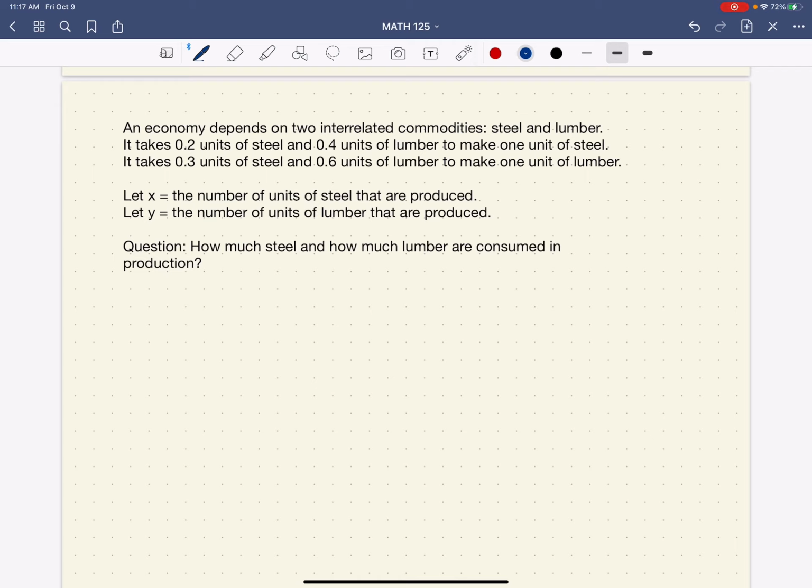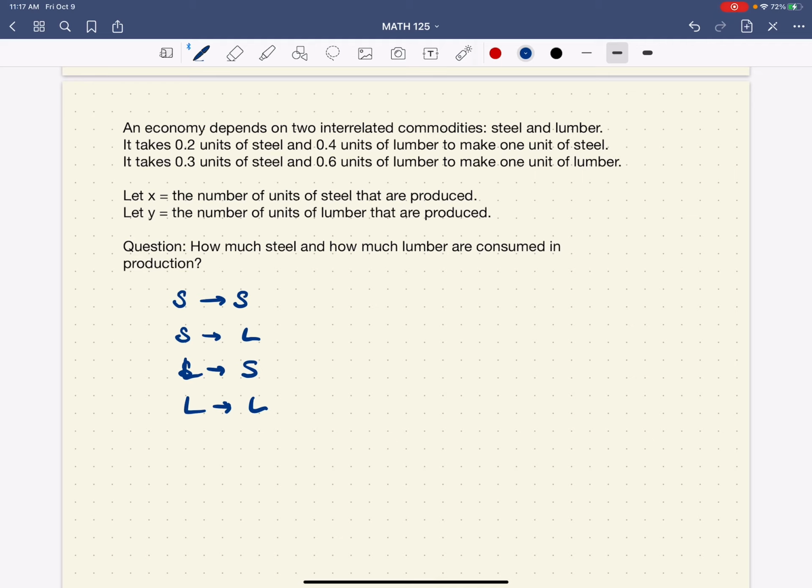So we're going to say that we want to produce X units of steel and Y units of lumber. And what we're told is that to produce 1 unit of steel, we need 0.2 units of steel and 0.4 units of lumber. And to produce a unit of lumber, we need 0.3 units of steel and 0.6 units of lumber. So we have a couple things happening here. We have steel to steel, steel to lumber, lumber to steel, and lumber to lumber. So it's basically a units game.